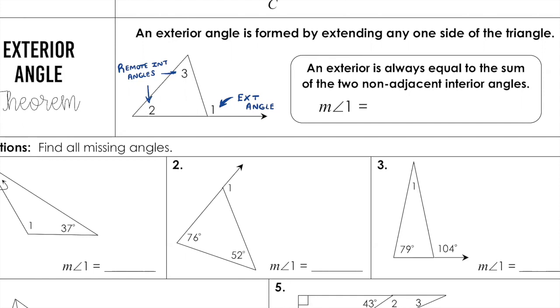So non-adjacent interior angles. We also call those our remote. So the measure of 1 equals the measure of 2 plus the measure of 3.